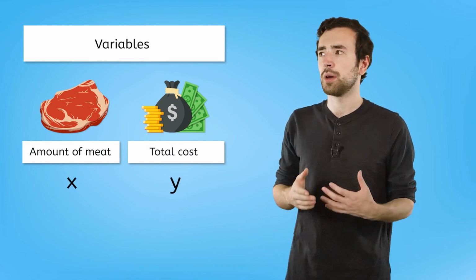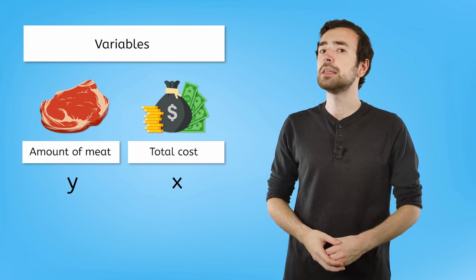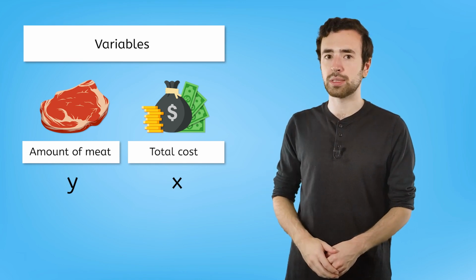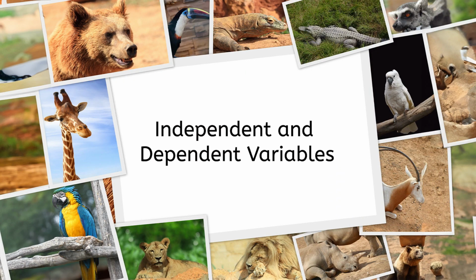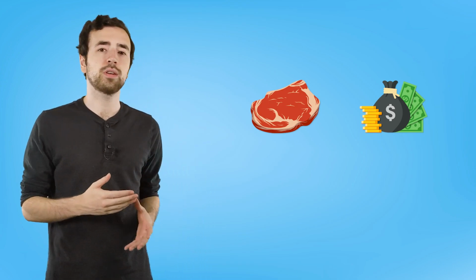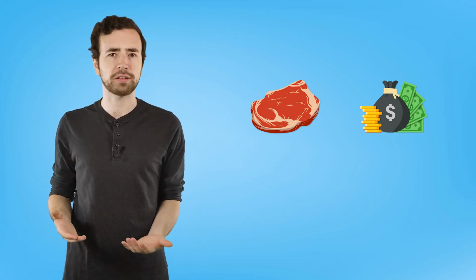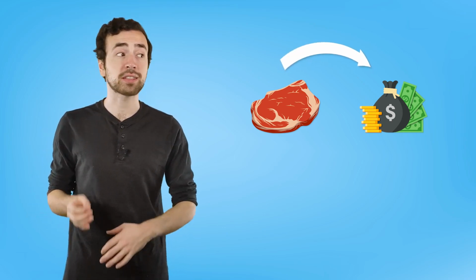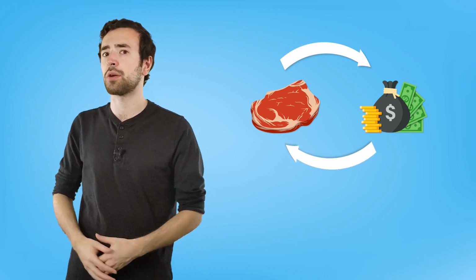Now the question becomes, which one of these is x and which one is y? This brings us to a new concept, independent and dependent variables. Flip to the second page of your guided notes so that we can talk about them together. In situations like this, one variable is often affected by the other one. You can think of this kind of like cause and effect. Considering our two variables, does the amount of meat Caroline buys affect the total cost of the order? Or does the total cost of the order affect the amount of meat Caroline buys?